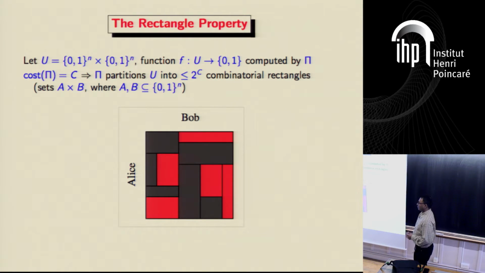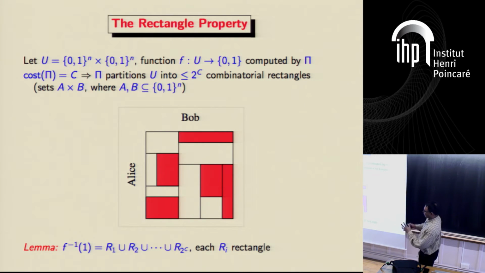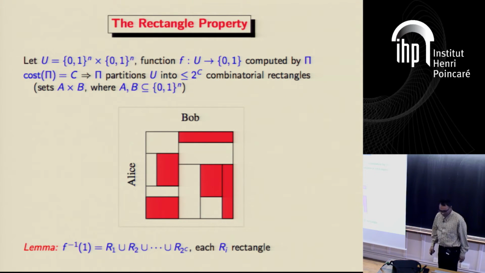On some of them, maybe they'll output a 0. On some of them, they'll output a 1. Let's say red means 1 in this case. So if we throw out the zeros and look at just the ones, it tells us that f inverse 1, the set of all inputs where f equals 1, is a union of some number of rectangles. And the number of such rectangles is at most 2 to the c, because the sending of each bit basically splits the partition into 2 parts. So low communication means a small number of rectangles.